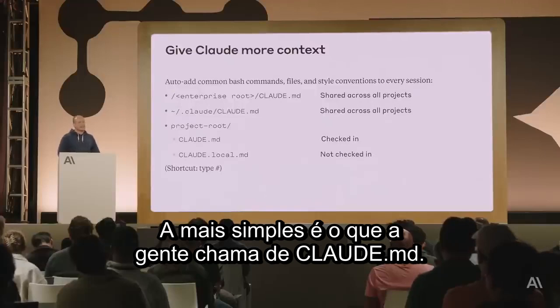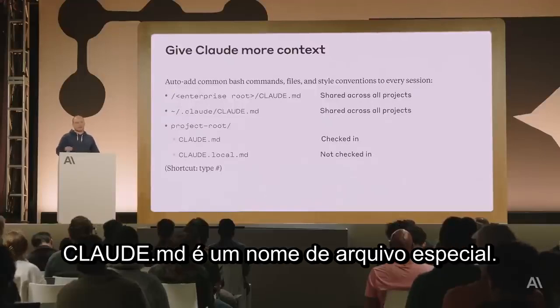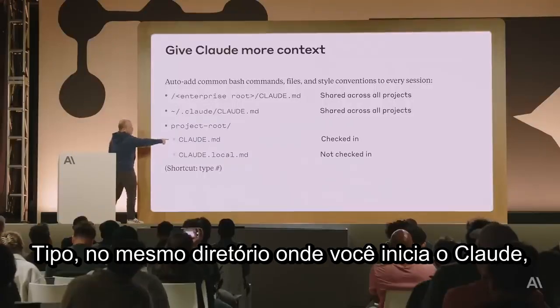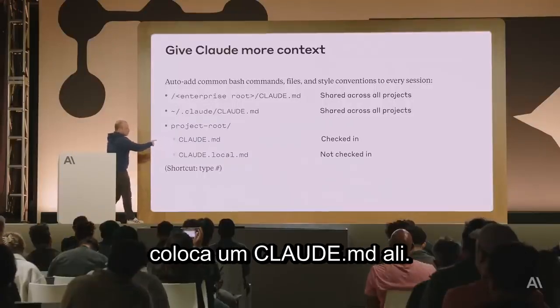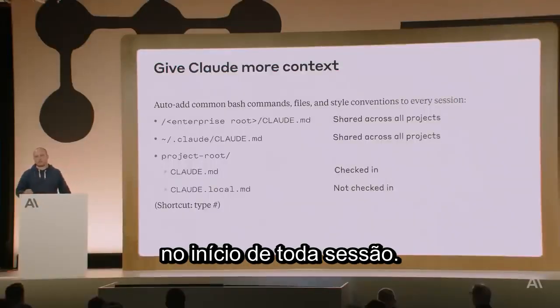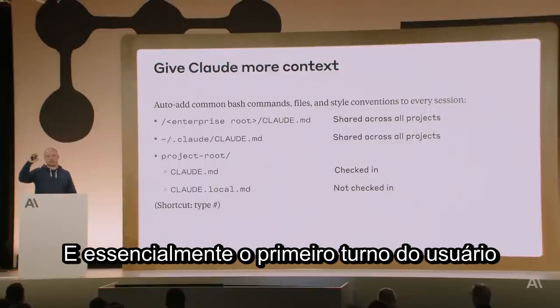The simplest one is what we call Claude.md, which is the special file name. The simplest place to put it is in the project root. So the same directory you start Claude in, put a Claude.md in there. And that'll get automatically read into context at the start of every session. Essentially, the first user turn will include the Claude.md.